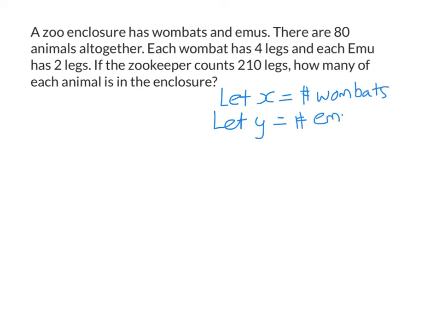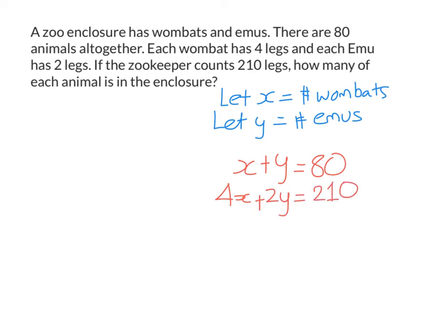So after we have defined our variables, we're going to set up equations. This is a simultaneous equations problem. We have two variables. We need two equations. So the first bit of information says 80 animals altogether. So number of wombats plus number of emus equals 80. The second bit of information. So there are 4 legs per wombat. There are 2 legs per emu. And that adds up to a total of 210 legs.